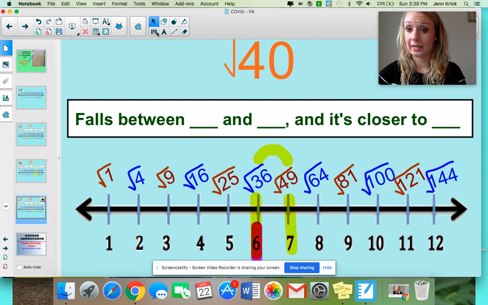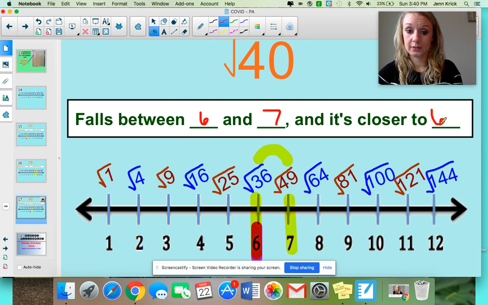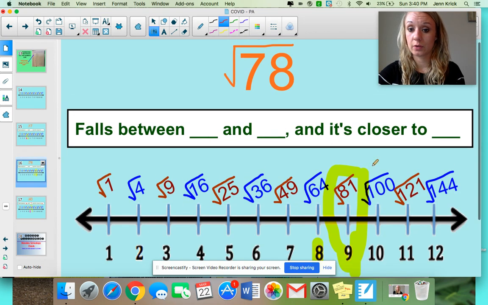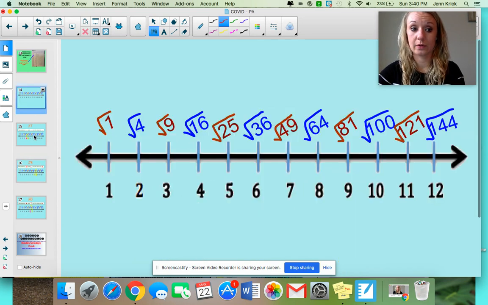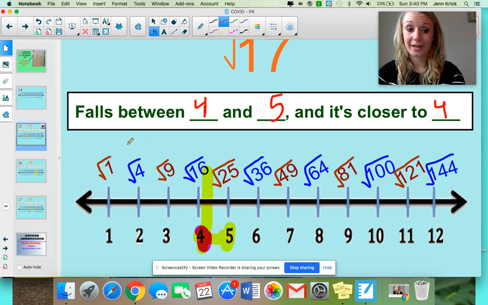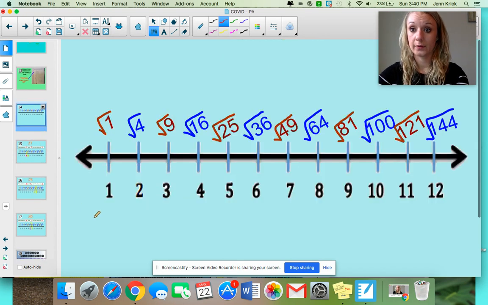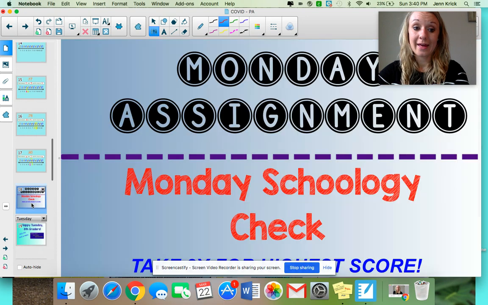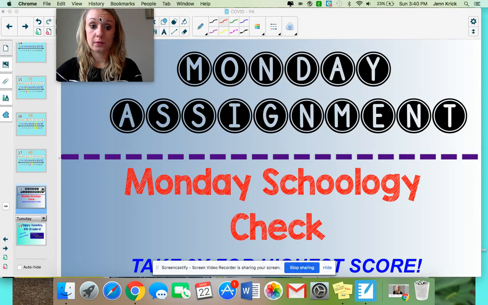So like on your Schoology check, if you were filling this out, you would tell me, okay, square root of 40 is between 6 and 7, and it is closer to 6. If I was going back here, I'd say, all right, the square root of 78 is between 8 and 9, and I see that it's closer to 9. Right back here, I know that the square root of 17 is between 4 and 5, and it's really close to 4. So you'll see that in your Schoology check. Have your number line open, or you can also just use your phone and take a quick picture of this because that'll help you out. All right, your Monday assignment for today to practice those 3 skills is a Schoology check.